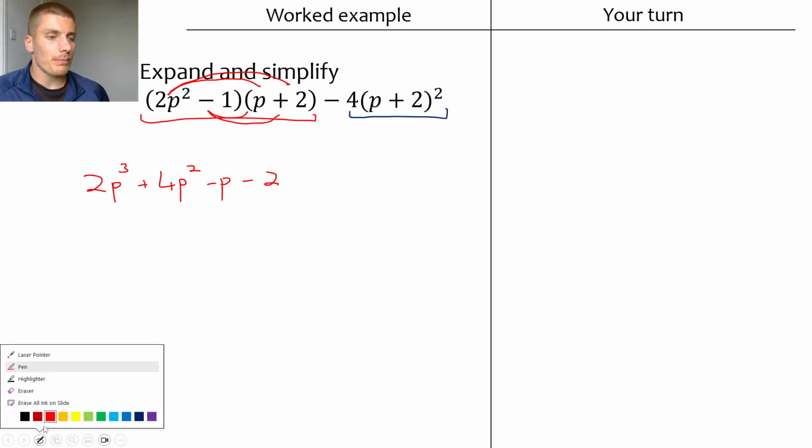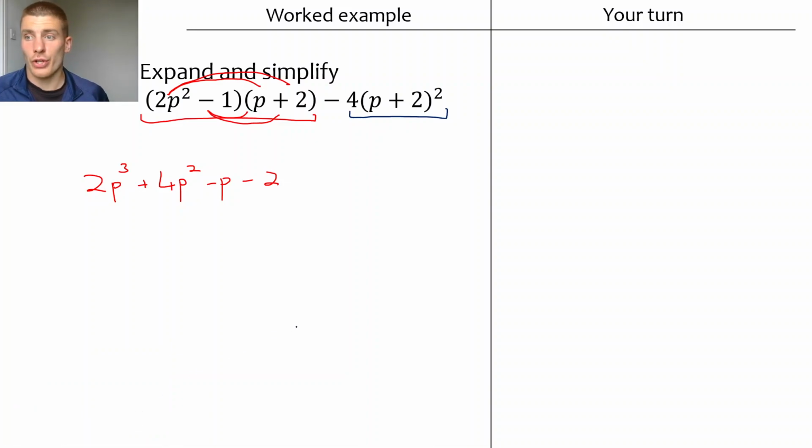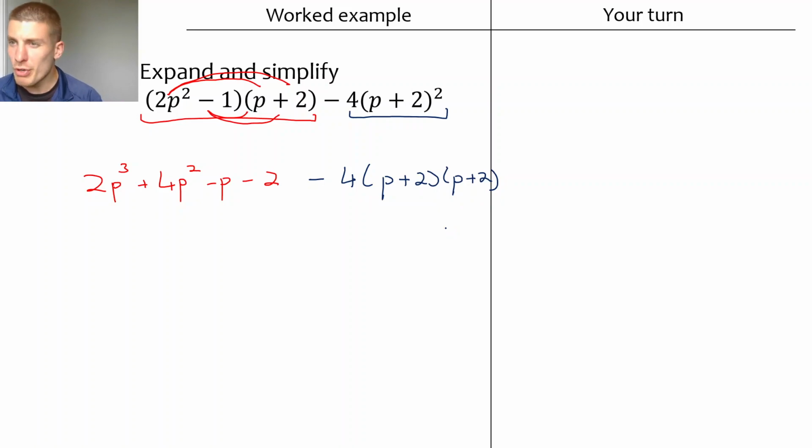Now, let's look at this question over here. I'm going to write over here 4 times by (p plus 2)(p plus 2), because remember, p plus 2 squared is the same thing as doing this all over here. Okay, and we're taking everything here away. Now let's just begin by expanding the double bracket you can see over here. Now you've got to be really careful because we're taking away everything you can see over here.